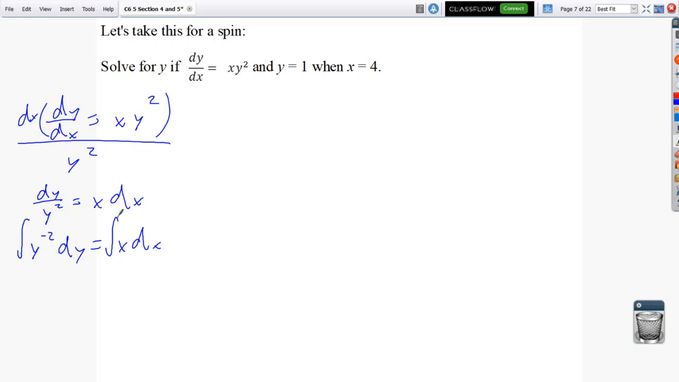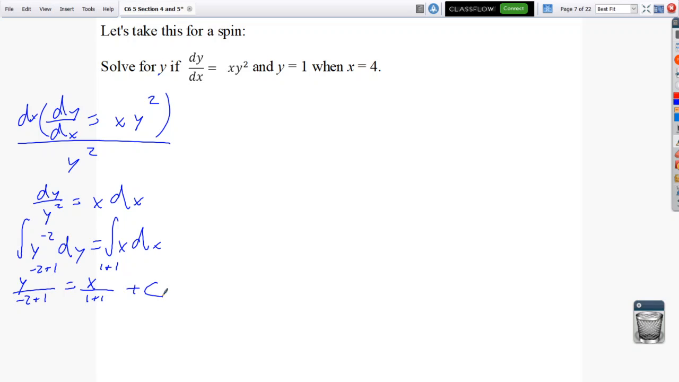Now when we integrate both sides, we want to follow the rules. It looks like here we just have power rule. When we do the integration on this step, we want to put a plus c, but we only want to put it on one side. In general, we put the plus c with the x because we're solving this for y. All right, so looking here, we will have y to the negative second plus 1 divided by negative 2 plus 1 is equal to x to the 1 plus 1 over 1 plus 1.